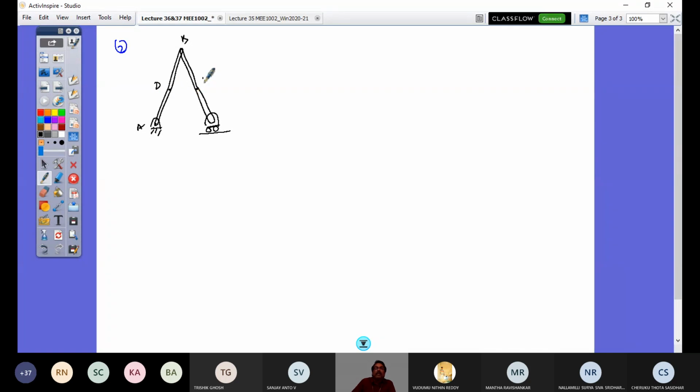you have this cable. We have this cable, an inextensible cable. This is acted upon by the load P at this point. So now you have to find out what is the relationship between the tension in this cable and the load.